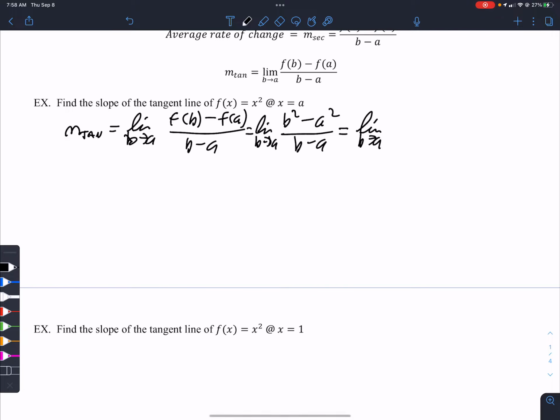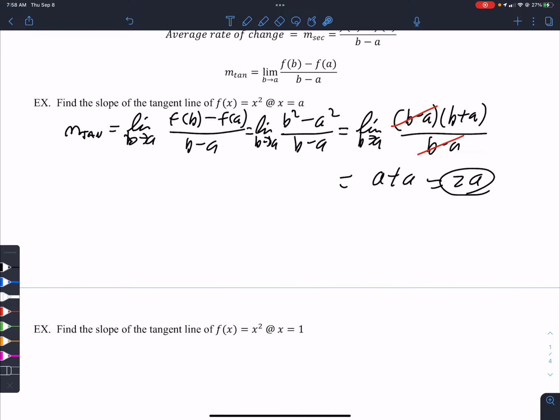So we're going to factor the top to b minus a times b plus a, factor the bottom to b minus a, and beautifully we get it to cancel. And then b is approaching a. If that turns into a, we end up with a plus a or 2a. So the slope of the tangent line is 2 times a.